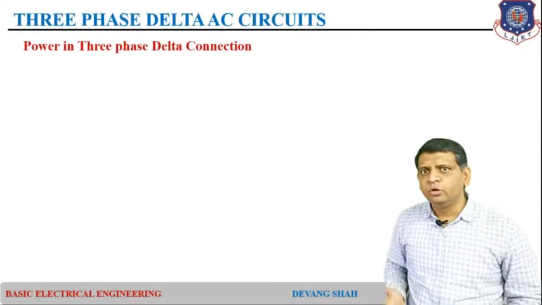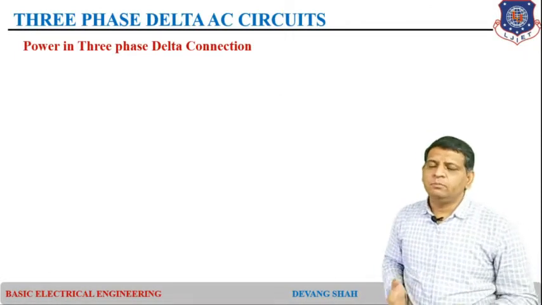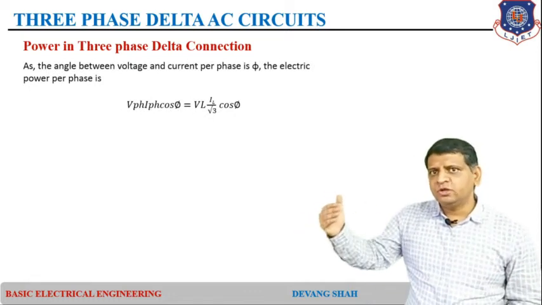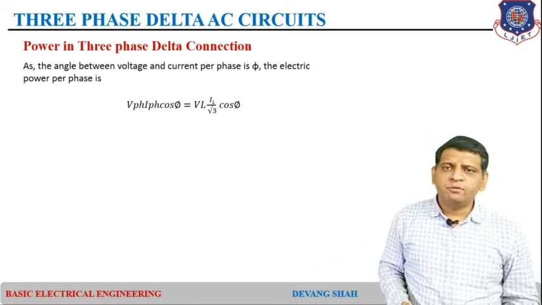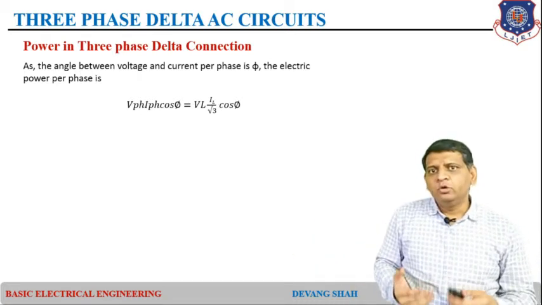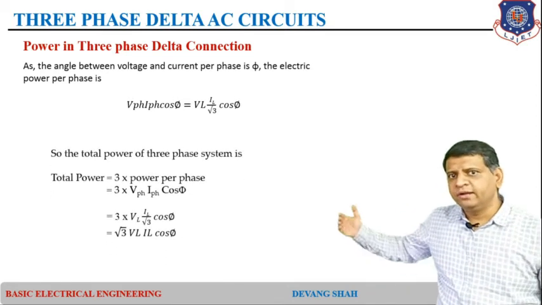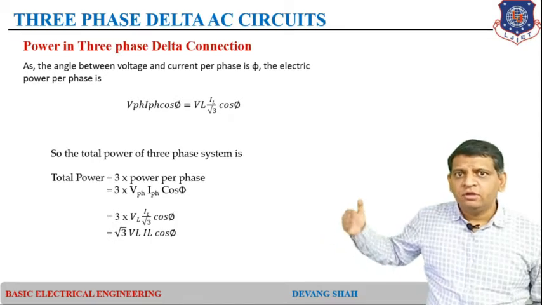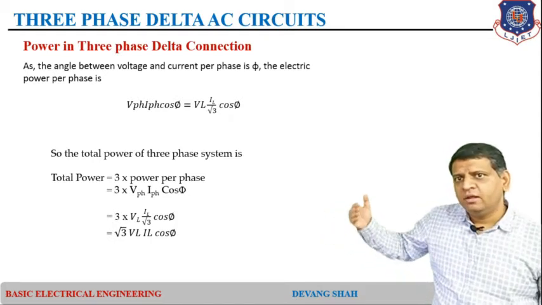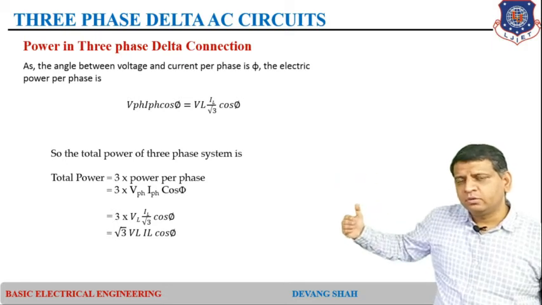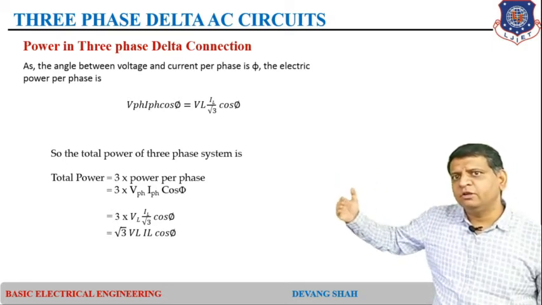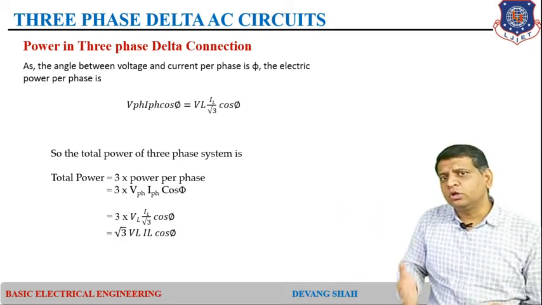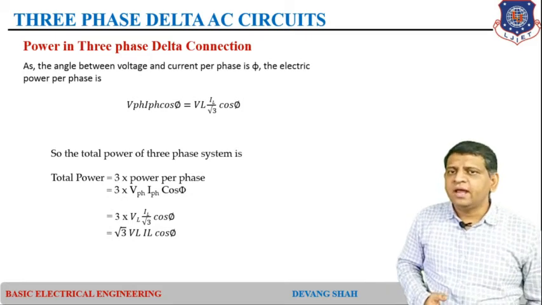Using this in a power calculation, total power is equal to 3 times the power per phase. So, VPH into IPH into cos phi is the power per phase, and instead of IPH I am going to write IL by root 3. So, the final equation, the total power P is equal to 3 multiplied by the power per phase. From this you can find 3 into VL into IL divided by root 3 into cos phi, where you have put the value of IPH is equal to IL by root 3, right. Now, from this you can find the total power P is equal to root 3 times VL IL cos phi, right.